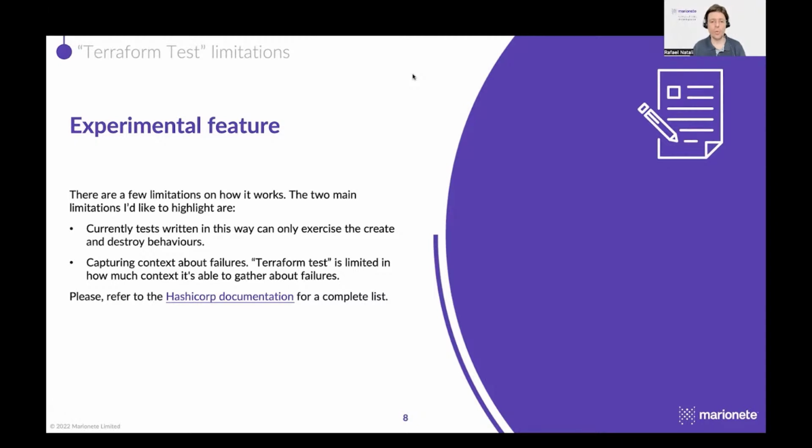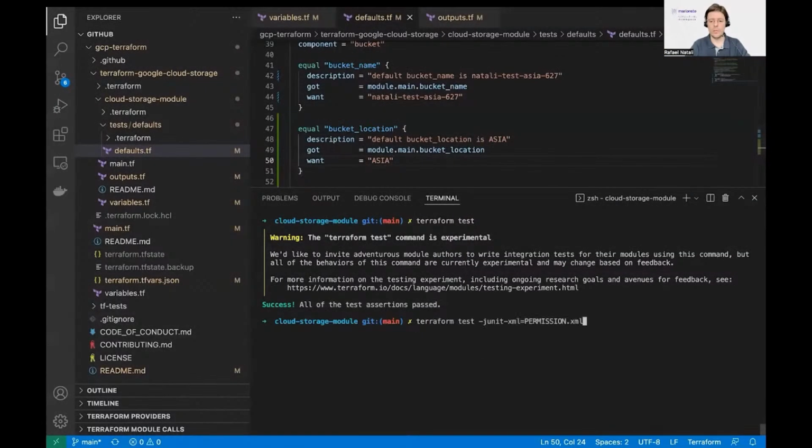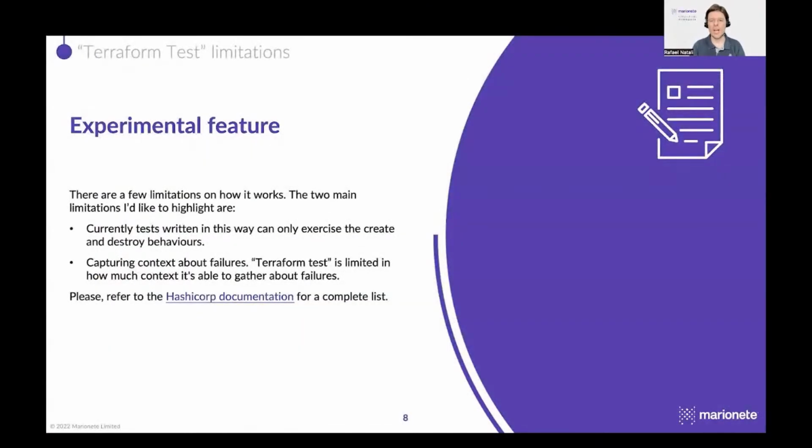And the capturing of context about failures is still limited. So the errors are sometimes not very explicit. So if I come back here, for example, you might need to run this command with the JUnit XML option, which will allow you to see a logs file in XML format. So you can see what's happening behind the scenes sometimes, because the errors are not very clear yet. And so yes, please refer to the HashiCorp documentation for a complete list. Also, you can go to the GitHub of HashiCorp and provide feedback on this tool. This is definitely very much appreciated for everything.